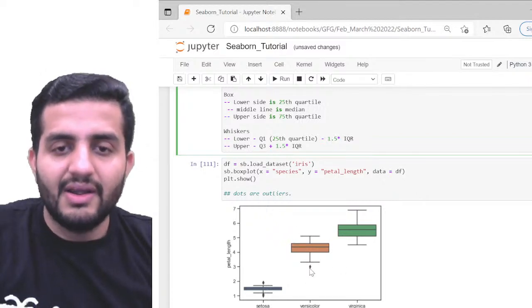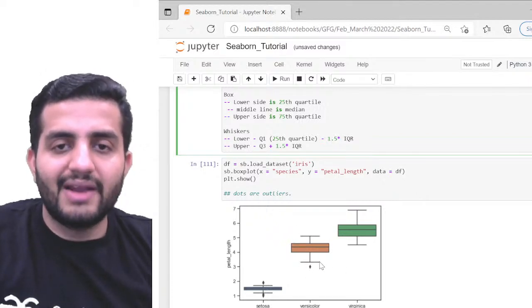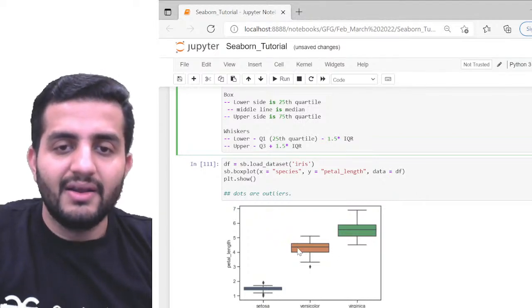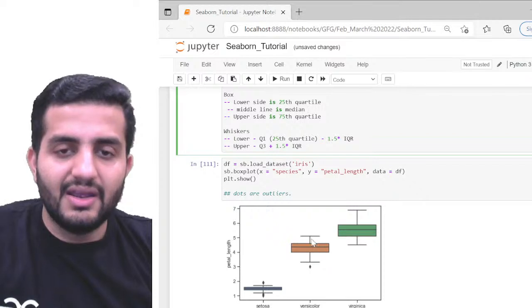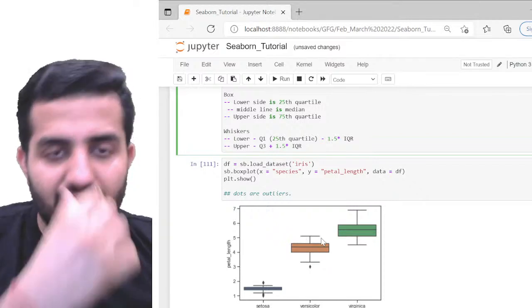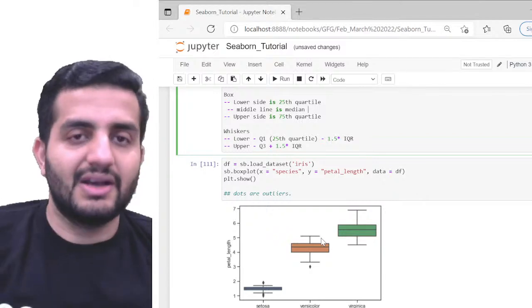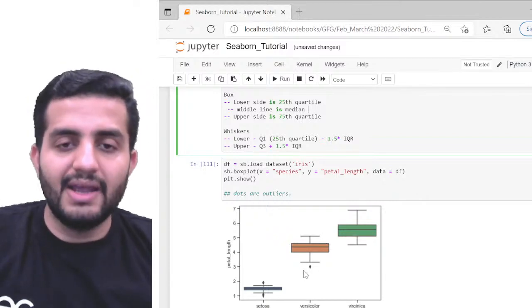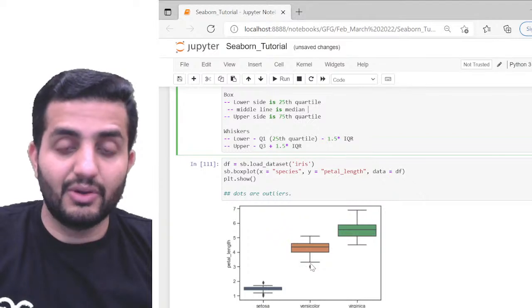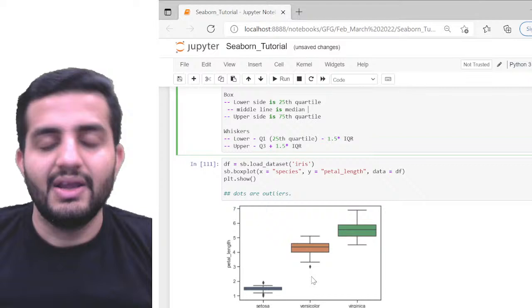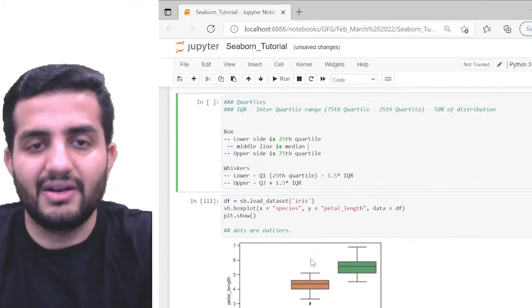So in order, the first is Q1 minus 1.5 times the IQR, the second is 25%, so Q1, the third is the median, the fourth is Q3, and the fifth is Q3 plus 1.5 times the IQR. Any point which is below or above the whiskers is termed an outlier. This is how the data is plotted in a box plot.